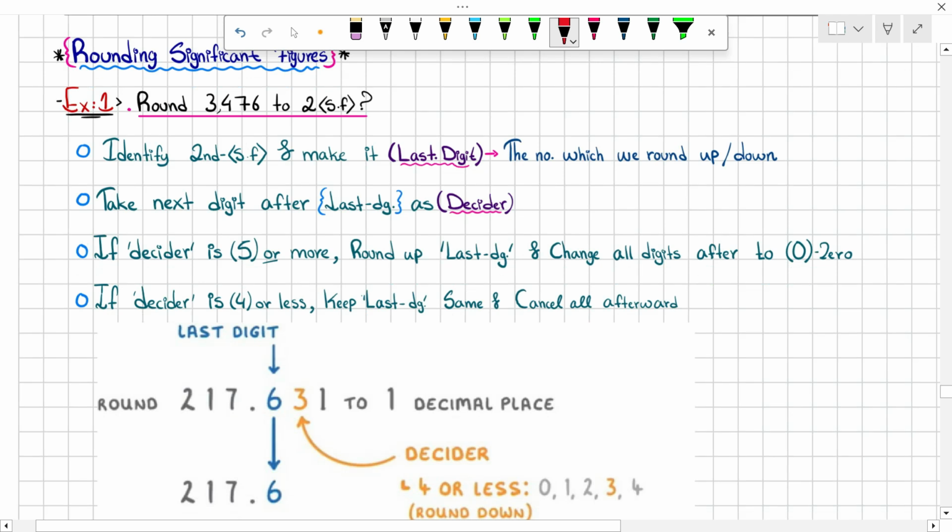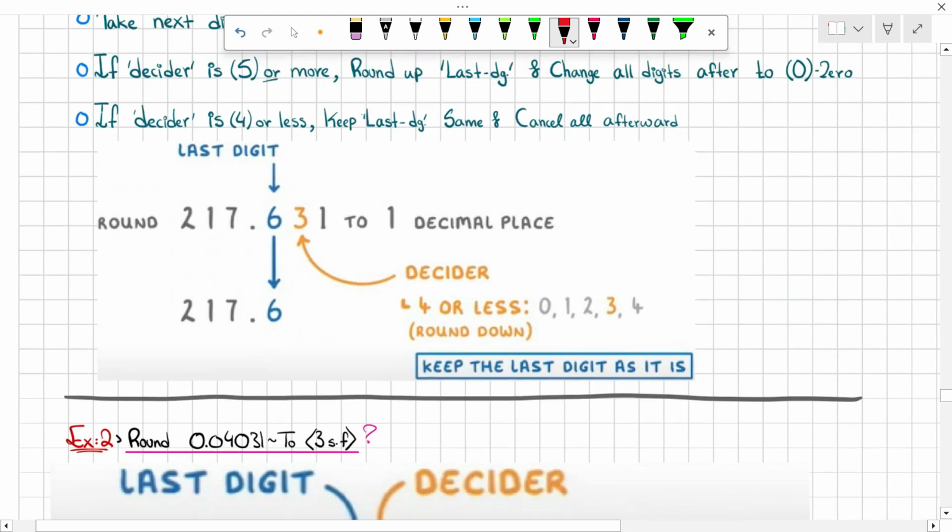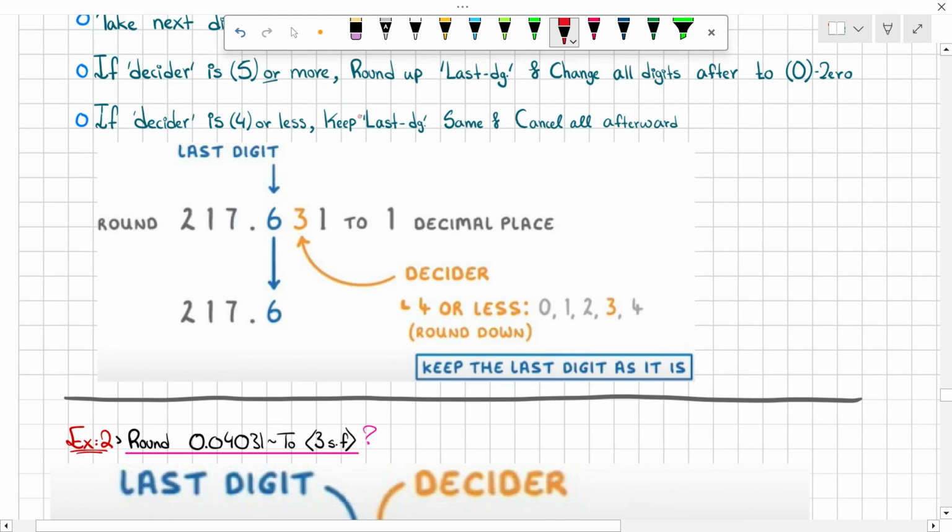To round significant figures, for example, round this number to 2 significant figures. First, identify the second significant figure and make it the last digit. This number will round up or down. The next digit after the last digit is, as you know, the decider, and the same rule applies. If the decider is 5 or more, you round it up and eliminate all to 0. If the decider is 4 or less, you keep the last digit the same and cancel everything afterwards. For example, for this number, this is the decider. It is less than 5, so you eliminate everything afterwards, and 2.76 is your answer.